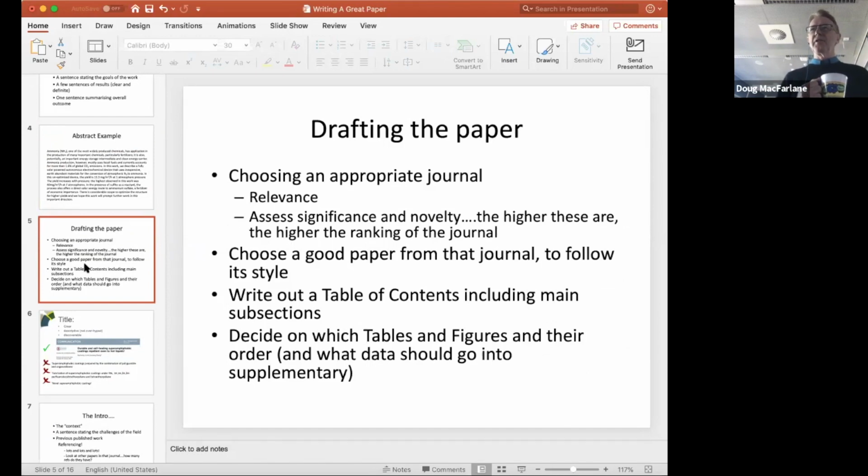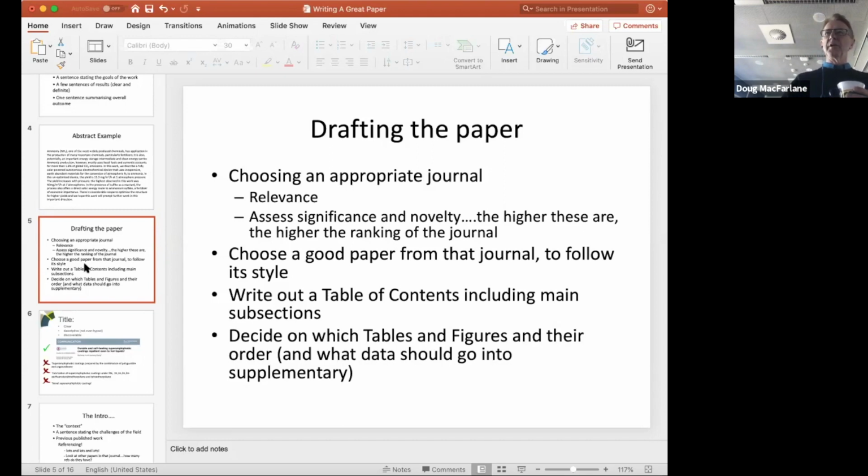You're giving yourself a feeling for the level, if you like, of the paper. So in assessing journals and where your paper might most comfortably fit, we need to think about relevance to the journal, right? Is this paper clearly within the umbrella, if you like, of the field of the journal?